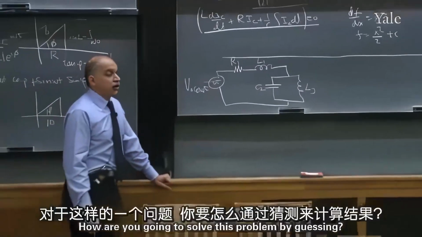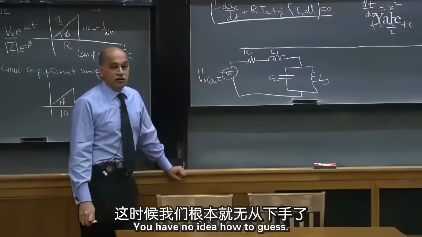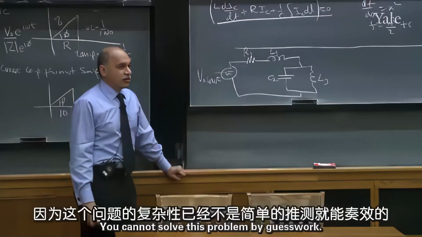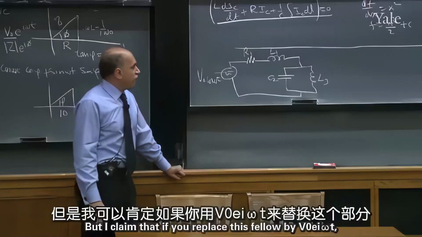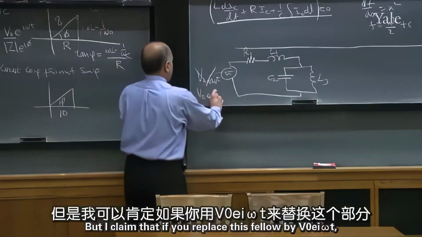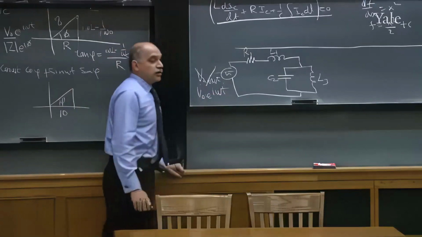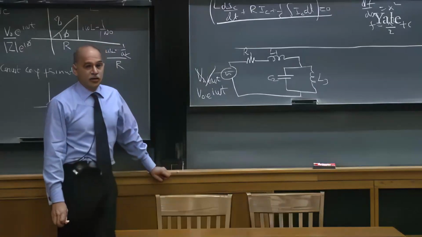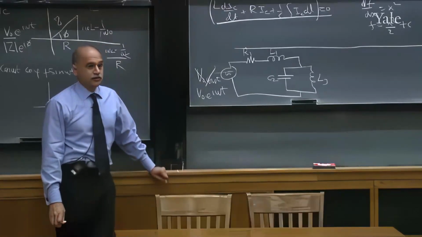How are you going to solve this problem? By guessing. You have no idea how to guess. You cannot solve this problem by guesswork. But I claim that if you replace this fellow by V0 e^(iωt), you'll be able to guess the answer. You'll be able to solve the problem. So I want to take a minute to tell you why that works.